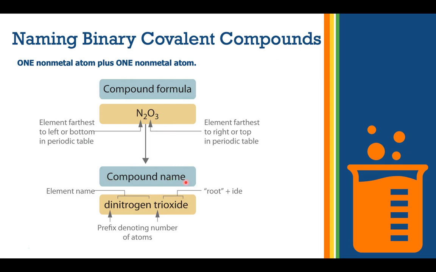So this is our compound name. The element name is nitrogen. Now we get a prefix, which denotes the number of atoms. So we have dinitrogen. We have 2 here. So when you're looking at it, you're saying dinitrogen, okay? Trioxide, so the root plus the "-ide," remember? So dinitrogen trioxide. It gets the "-ide" because it's the last elemental symbol listed, right? So dinitrogen trioxide. This is for naming binary covalent compounds.